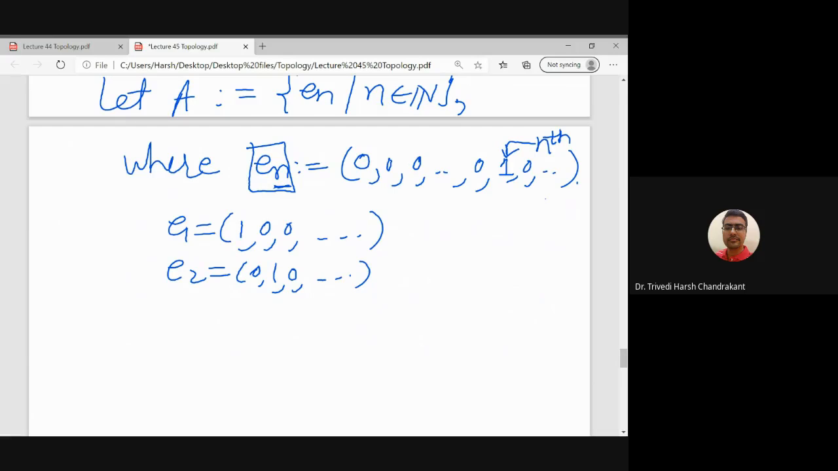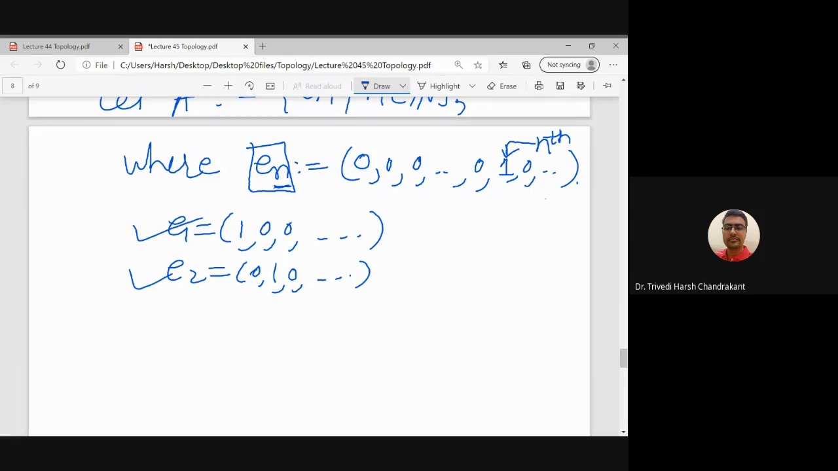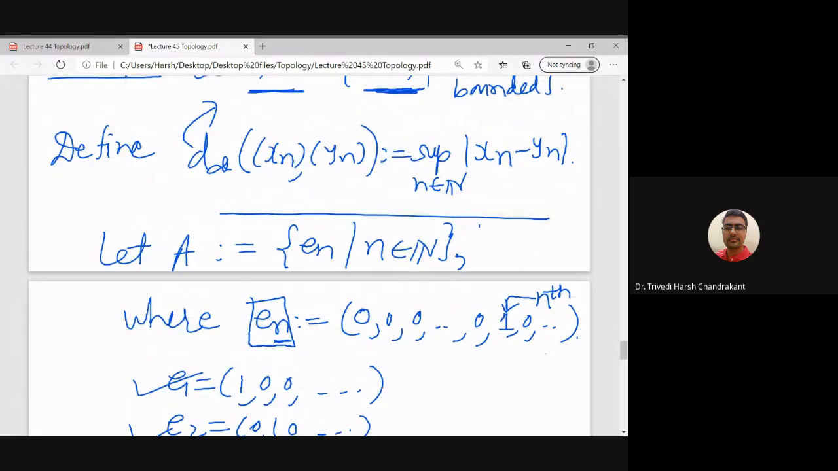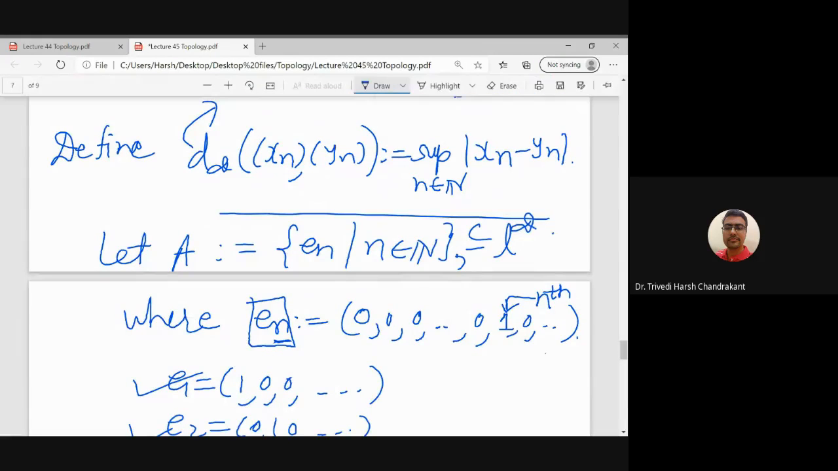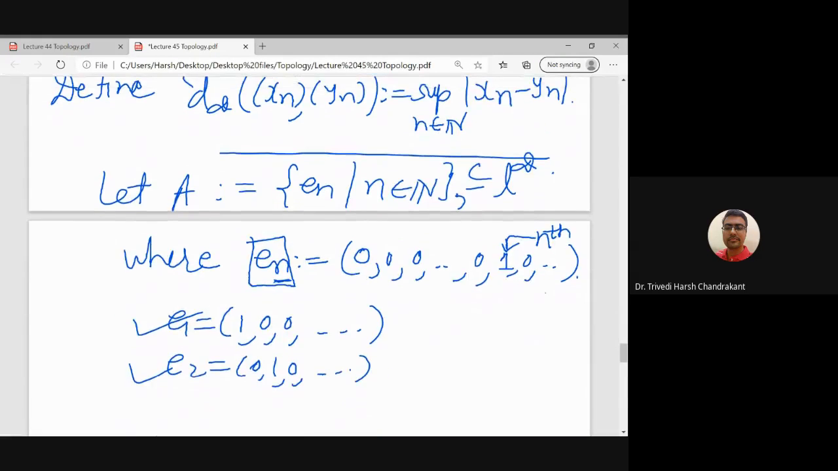So what is the special thing about the set A? Each of these sequences is bounded, because this is bounded by 1. Right? The only entries are 0 and 1. So they are bounded sequences, and therefore each is an element of L infinity. So A is a subset of L infinity.